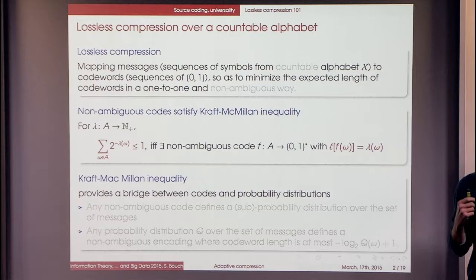So this is about lossless compression over a countable alphabet. Let me make a quick recall of lossless compression. Lossless compression is just about mapping messages, that is, sequences of symbols from some alphabet, and here we will consider countably infinite alphabets, to code words, that is, sequences of binary symbols, 0 and 1, so as to minimize the expected length of code words in a one-to-one way and in a non-ambiguous way. So we assume that there is a probability distribution over the set of messages, and the average is with respect to this probability distribution, that's also called the source.